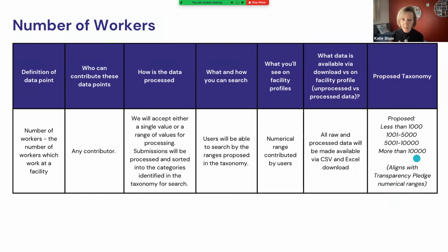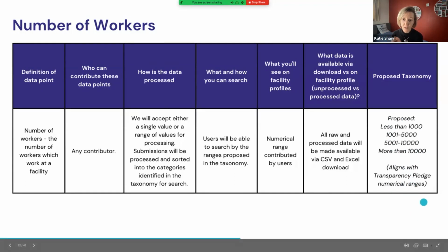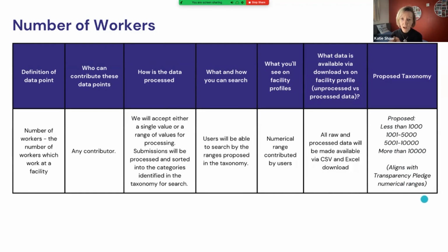So for those of you that are gathering this number of workers data point, we have very deliberately worked to accept the ranges that are mandated by Transparency Pledge, so that you're not having to reformat and manipulate your data further. And the additional point that I want to make around number of workers is that in downloading the data, users will be able to access both the raw data, so whatever the data was that was uploaded to the registry, as well as the data when it's been processed by our algorithm.